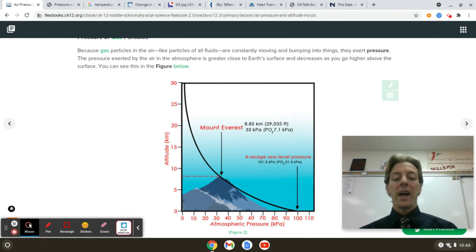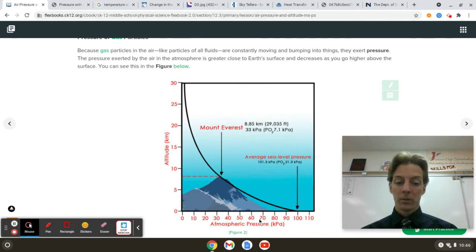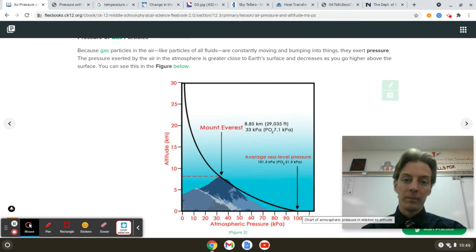Here we go. Atmospheric pressure is right here in kilopascals. A pascal is a newton per square meter, so it's force per area. It's the concentration of force. Here it is at sea level, and it decreases just like this, like this, up to the top of Mount Everest, where it is a third of the pressure that it is at sea level.